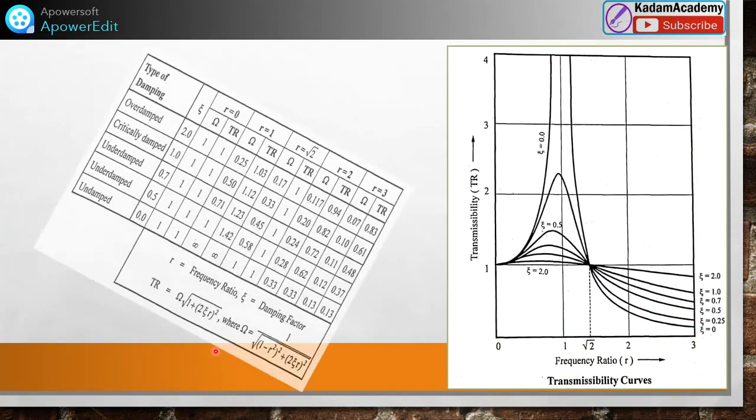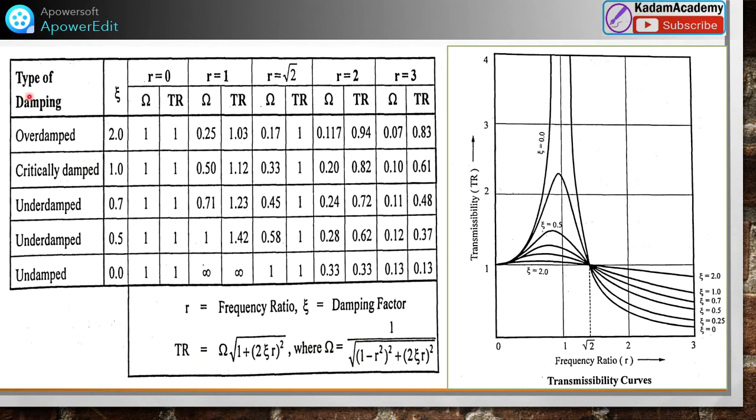So friends, now we'll go toward some relationships for the various damping cases. Already we have studied overdamped, critically damped, underdamped, and here is the undamped case, with zeta greater than 1, equal to 1, less than 1, and 0. This is another case for your study. On this table you can see that when R, meaning omega by omega n, is 0, all the values are 1.